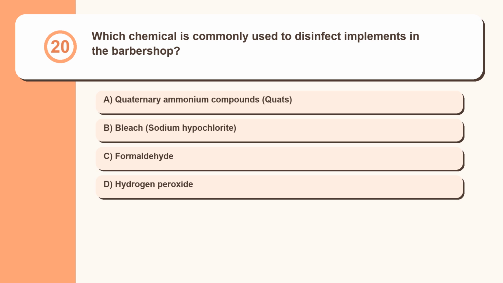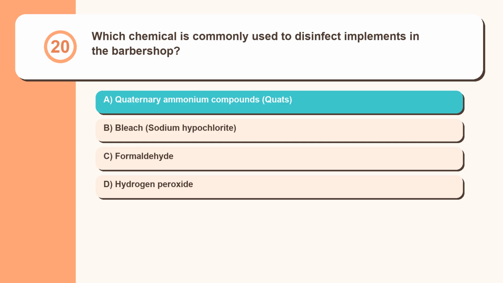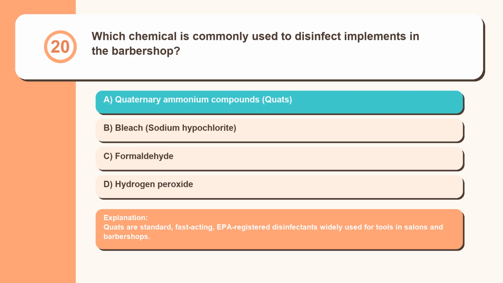Question 20. Which chemical is commonly used to disinfect implements in the barbershop? Quaternary ammonium compounds (quats), bleach (sodium hypochlorite), formaldehyde, hydrogen peroxide. Quats are standard, fast-acting, EPA-registered disinfectants widely used for tools in salons and barbershops.